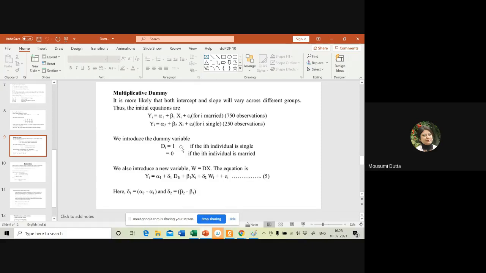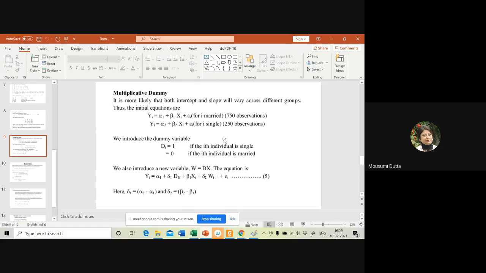So how will we present the thing? Beta 1 plus delta 2. Yes, Rudra. Yes, try. And beta 1 plus delta 2 xi. Yeah. So intercept is alpha 1 plus delta 1 and slope is beta 1 plus delta 2. Now what is delta 2? Beta 2 minus beta 1. So basically what it is? Beta 2.